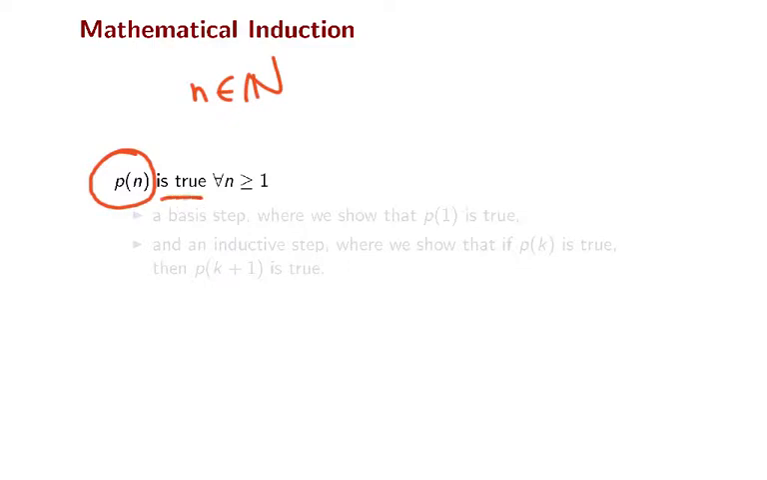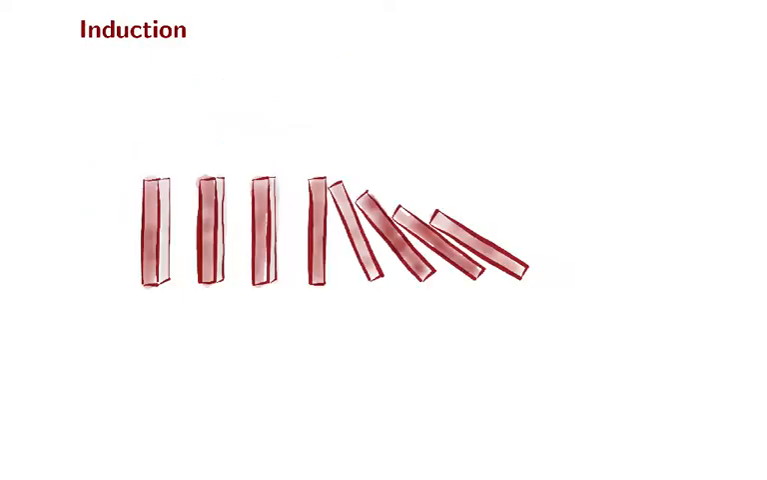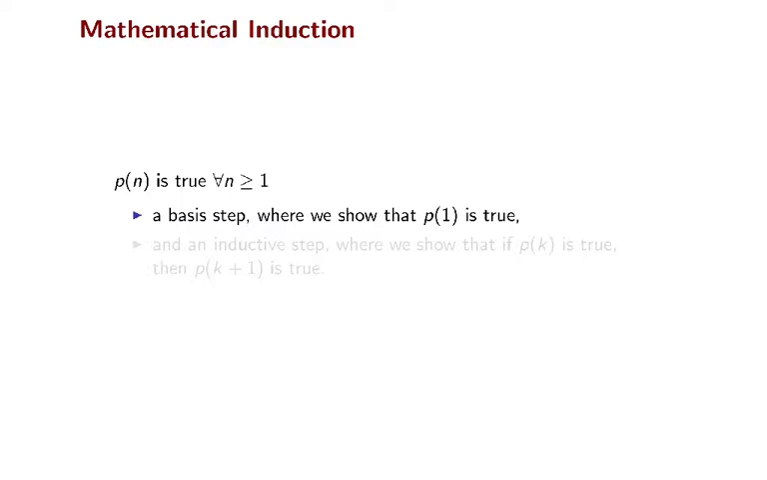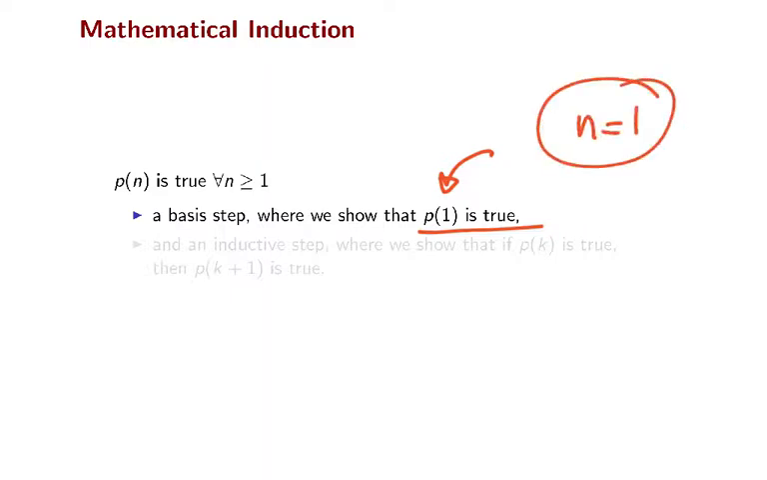And we want to prove that this proposition is true for all natural numbers greater or equal than 1. It can be greater or equal than 3 or 20, but let's say in general we want to prove that this is true for all natural numbers greater or equal than 1. So is it true for n equal 1? We want to prove that all of them are going to fall. Okay, so how do we prove this? Well, the mathematical induction has two steps. One is called the basis step, in which we prove that P(1) is true. That the proposition for the value of n equals 1 is true. That means the first domino falls.